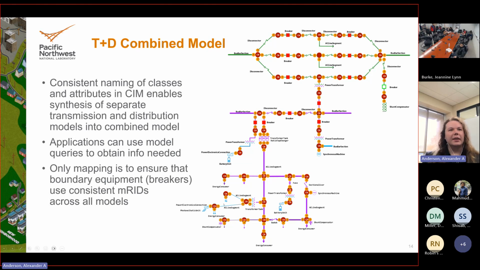Here we have the secondary triplex line from the pole top transformer to the customer meter. It's an AC line segment. They all have the same attributes. They all live in the same database. You use the same query to get all three. And you don't have that disparate modeling problem of what would happen if you were to try to combine, say, PSSE with OpenDSS. They have vastly different representations and views of the world. And the only thing you have to get right is just the boundary mapping, because you need to make sure that you have consistent identifiers on either side of the feeder breaker.